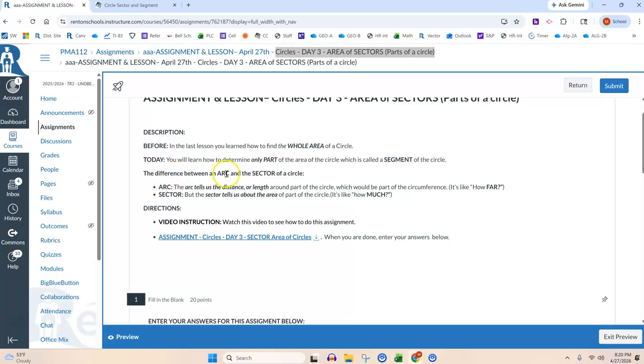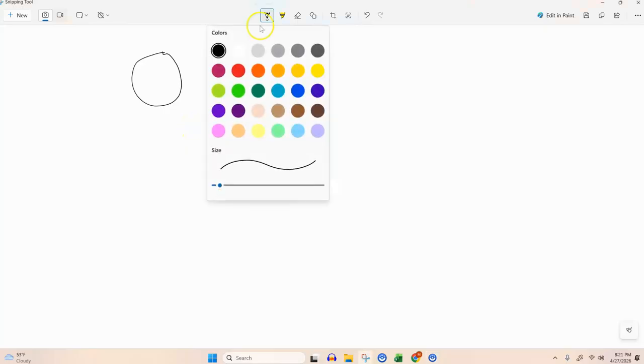So here's the difference between an arc, which you learned about in the last lesson, and the sector of a circle. The arc tells us the distance or length around part of the circle, which would be part of the circumference. It's like how far is it, right? So if I have a circle and I want to know what the arc of a particular part of the circle is, based upon this angle, it's going to be this part right here. How long that is, that is an arc.